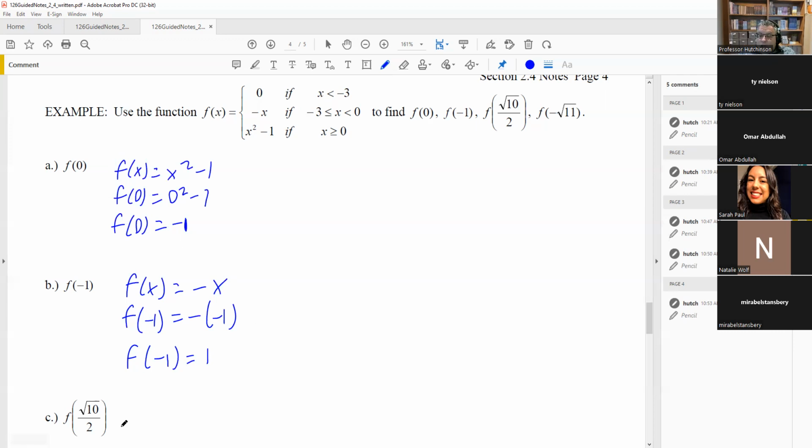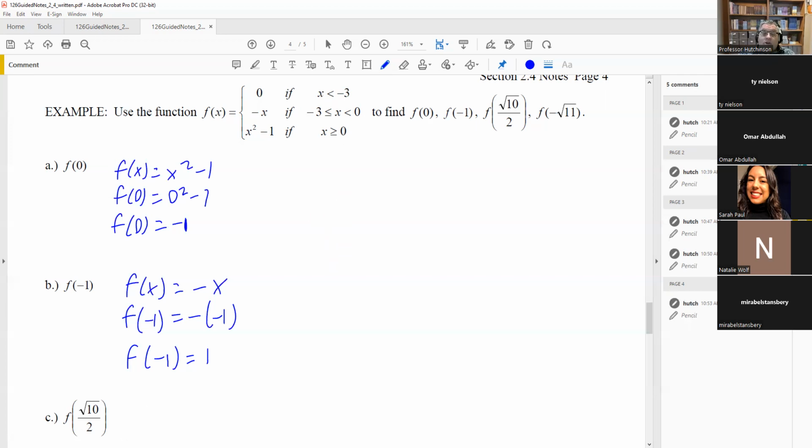Part C, okay. Yes, we could put this into a calculator to figure out what square root of 10 over 2 actually is, but let's think about what type of number this is going to be. Square root of 10 is going to be some positive number, and you're dividing it by a positive number, which means you're going to get a positive number as a result here. Well, if you look at all this here, the only equation that works with positive numbers is going to be x squared minus 1. So I want to use that one.